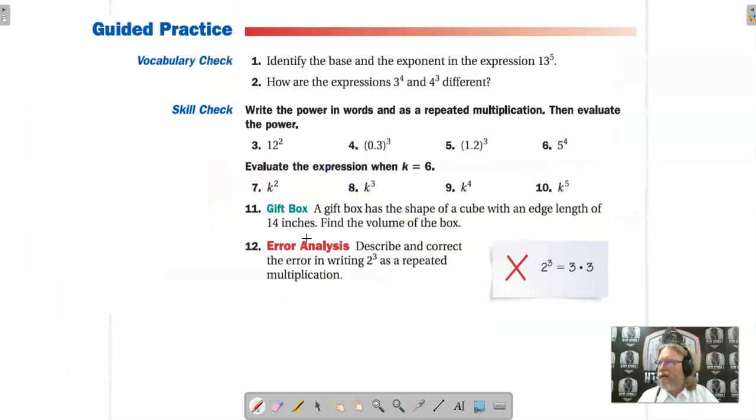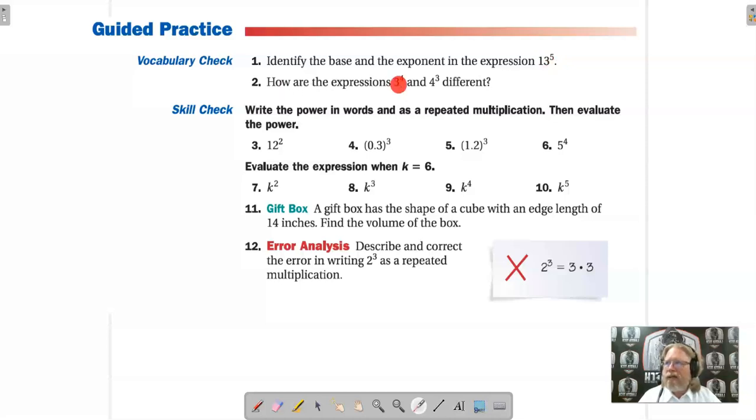And I think that brings us to the guided practice. Vocabulary check. Identify the base and the exponent in the expression 13 to the 5th. Well, the base is the factor that's being multiplied over and over, so the base is 13. And the 5 is the exponent. Together, the base and the exponent make what is known as a power.